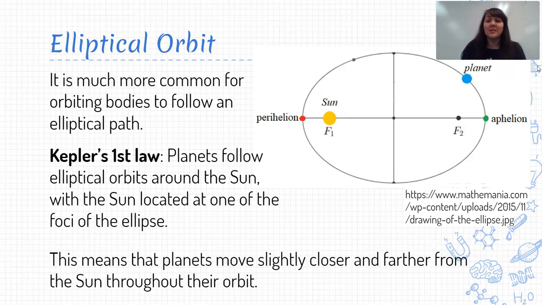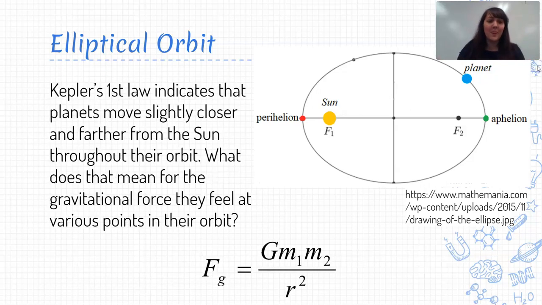So what that means then is that as the planet goes through this elliptical orbit, it gets closer to the primary body at some times and farther away at other times. And we call the closest point perihelion and the farthest point from the primary body aphelion. So Kepler's first law is telling us that planets are actually moving a little closer and a little bit farther away from the objects that they're orbiting.